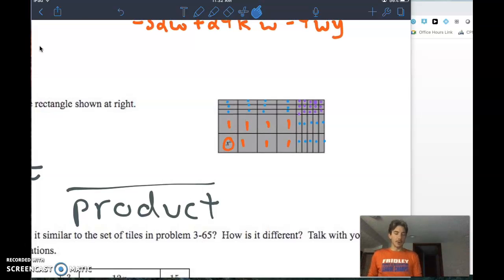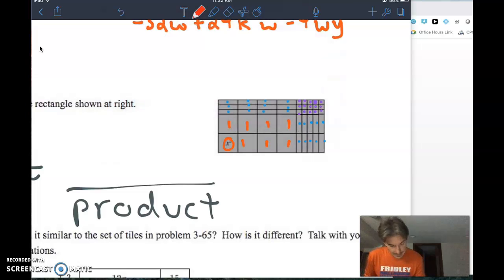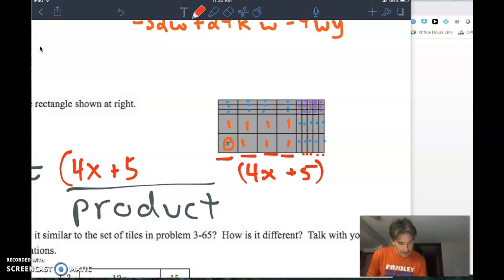We do so, remember, using the dimensions. I've got, let's pick a new color here. I've got x and x and x and x. That's going to be 4x. And then I've got 1, 2, 3, 4, 5. I got 4x and 5. There's one dimension. All right? One dimension, 4x and 5.